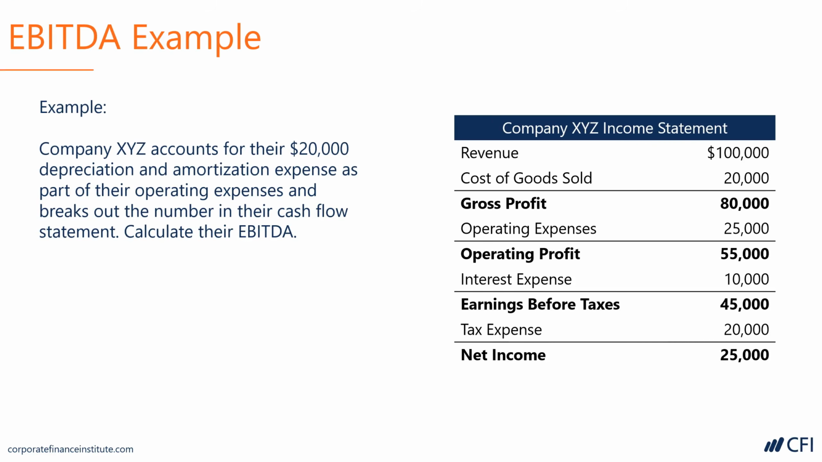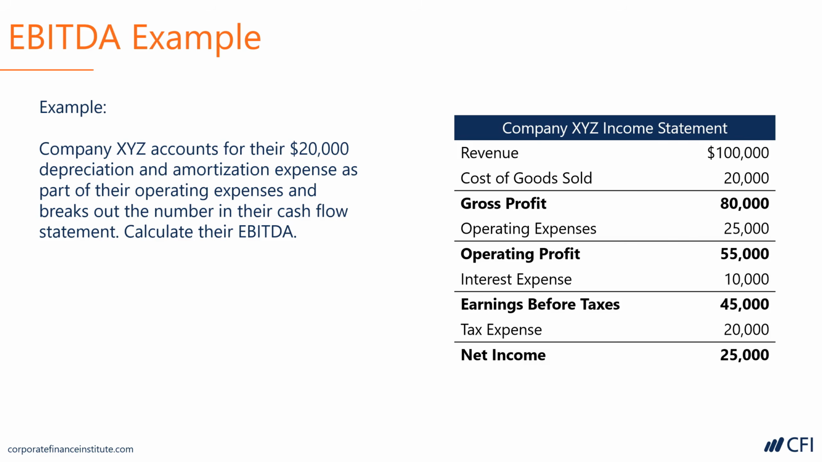Now let's look at an example together. Here's an income statement for a company, and you'll notice that it does not explicitly break out depreciation and amortization on this income statement. So instead, the analyst is going to have to go to the company's cash flow statement, where it discovers that they include $20,000 of D&A under their operating expenses that are added back because it's non-cash.